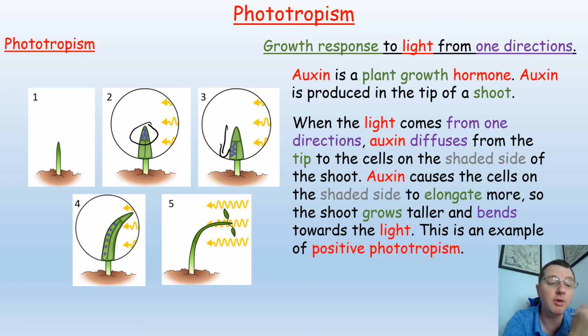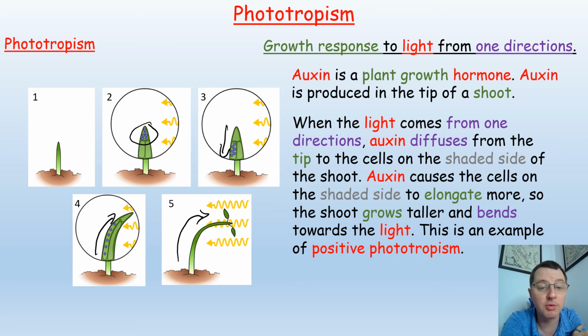The only way that the longer cells now can stay attached to the shorter cells is that they must bend the entire shoot towards the light. And you can see that in picture 5, where the whole shoot bends towards the light because the Auxin causes the cells on the shaded side to elongate more. This is another example of positive phototropism, and it's got huge advantages for the shoot that does this.